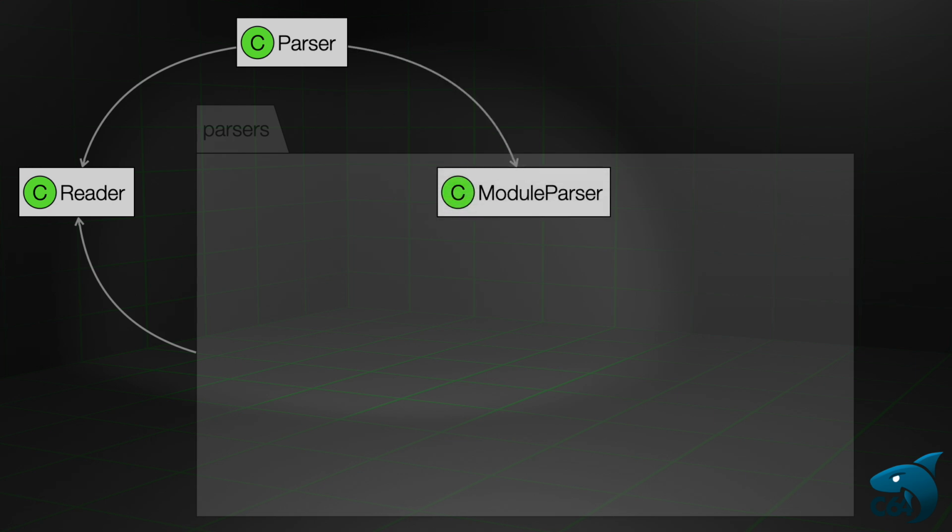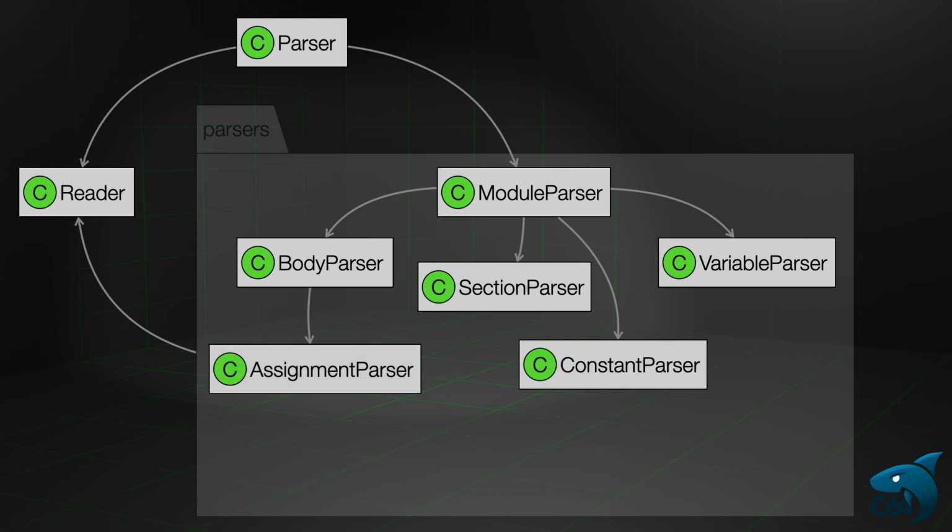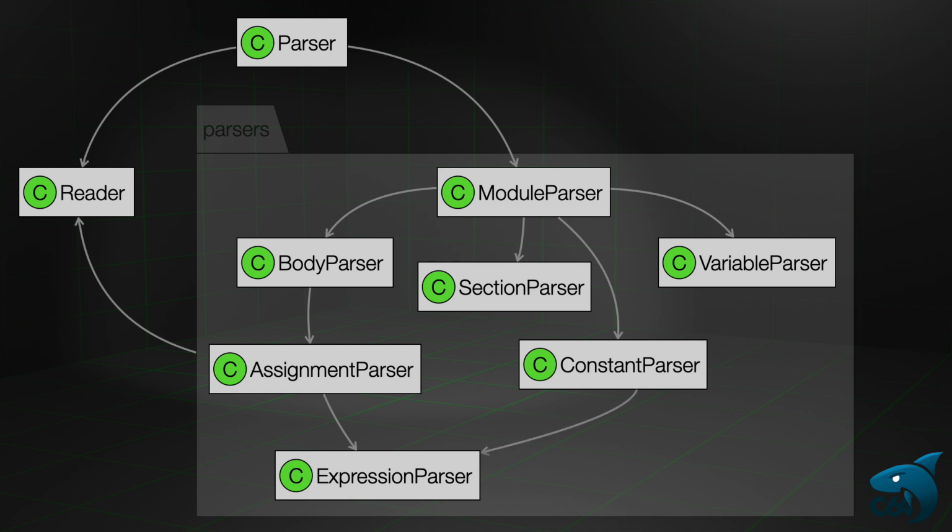Parser calls a module parser that uses the other classes to parse various sections of the module. A body parser in turn calls an assignment parser to parse assignment statements. The assignment parser then calls an expression parser to parse the expressions in assignments. The expression parser is also used by a constant parser as well as a variable parser.